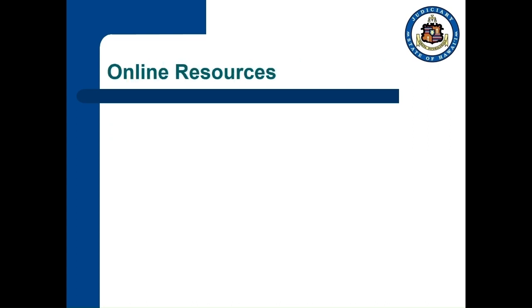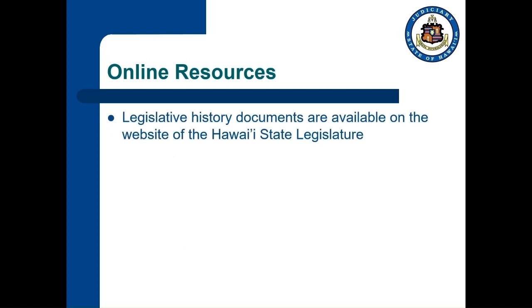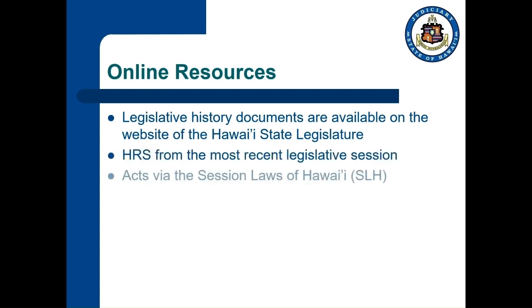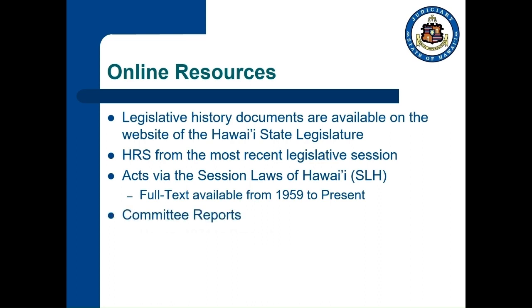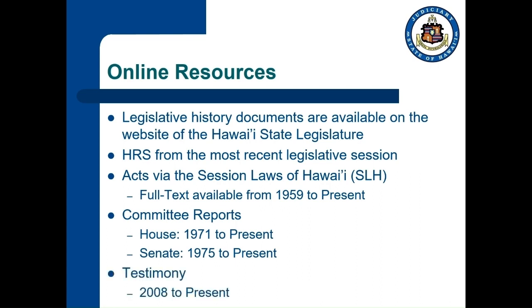Now, where do you find these documents? Well, for certain time periods, everything you need is available online via the Hawaii State Legislature website, the link to which we've included in the description below. Through this website, you'll have access to the Hawaii Revised Statutes from the most recent legislative session, acts via the Session Laws of Hawaii with full text available from 1959 to present, committee reports available from 1971 to present in the House and 1975 to present in the Senate, and testimony available online from 2008 to the present.